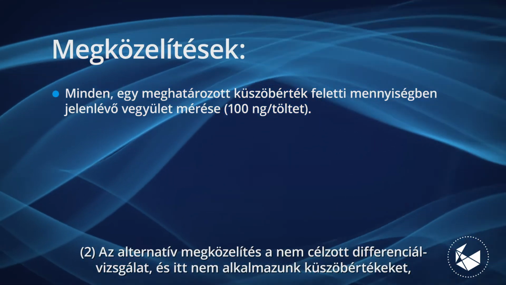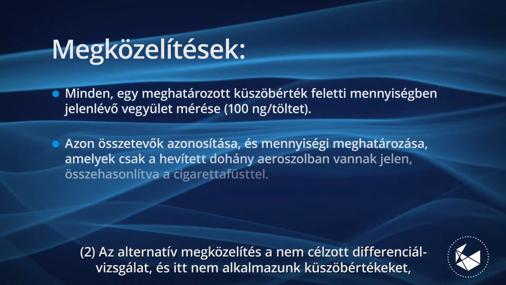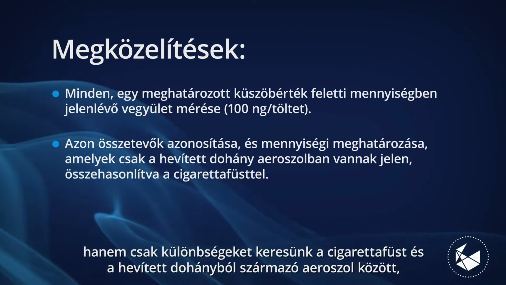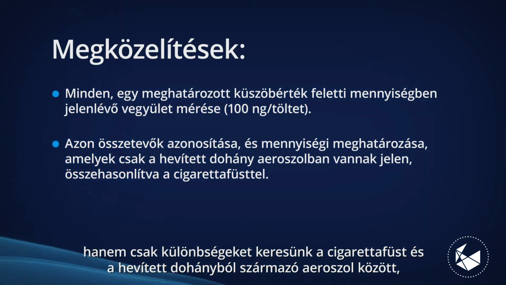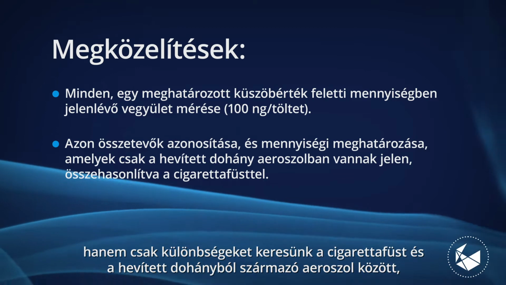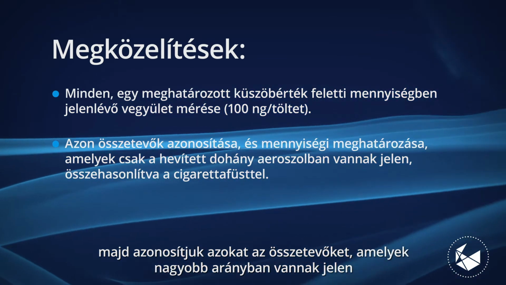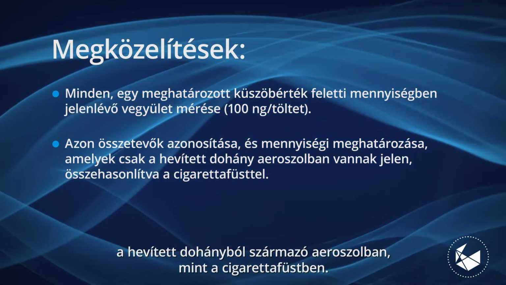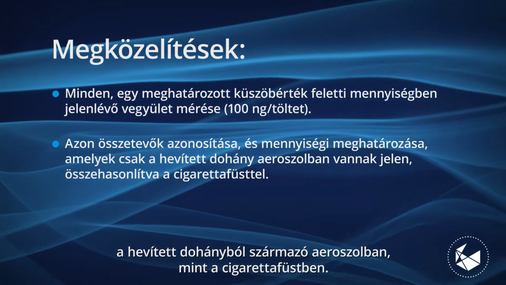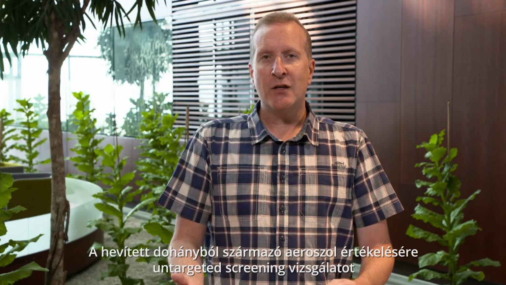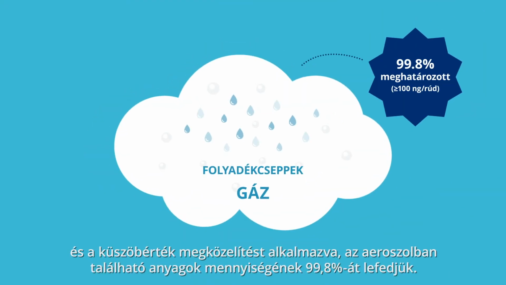The alternative approach is untargeted differential screening. And here we don't apply a threshold, but we just look for differences between cigarette smoke and heated tobacco aerosol, and then identify compounds which are higher in heated tobacco aerosol compared to cigarette smoke. Applying untargeted screening to the evaluation of a heated tobacco aerosol, and when we apply this threshold, we cover 99.8% of what we are measuring.